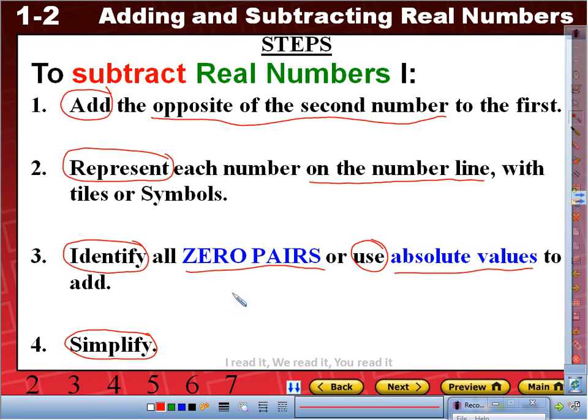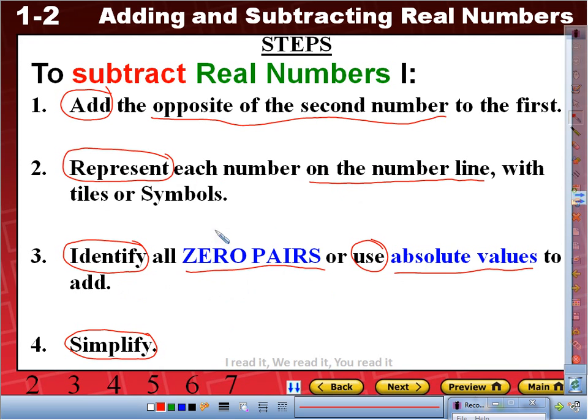Number 1, add the opposite of the second number to the first. And I think I repeated that like forever in the day, didn't I? Yeah, so hopefully you went home singing it on your way home, right? Add the opposite of the second number to the first. Step 2, represent each number on the number line. Step 3, identify 0 pairs or use absolute values to add. And step 4, simplify.